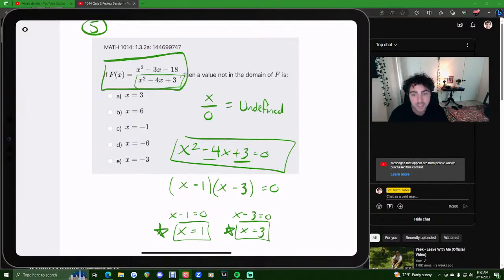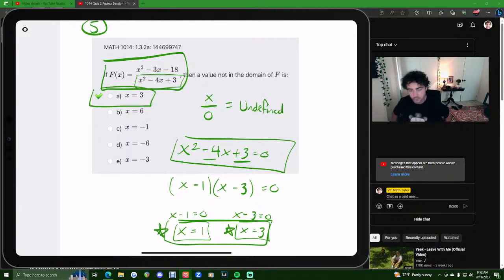undefined. Therefore, these are the 2 x values that are not in the domain. Okay? Okay, so the only one we see here is x equals 3. And so we choose x equals 3, and we're done.